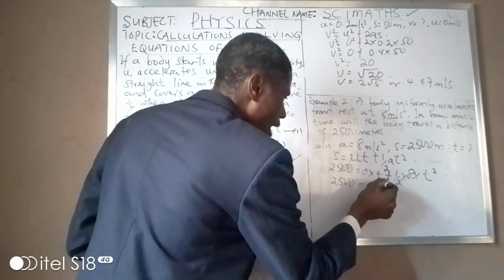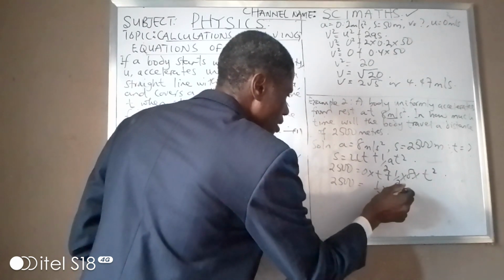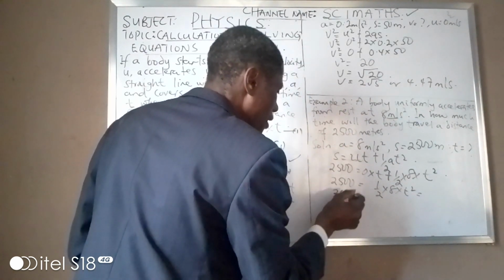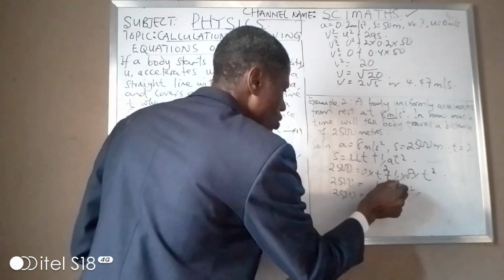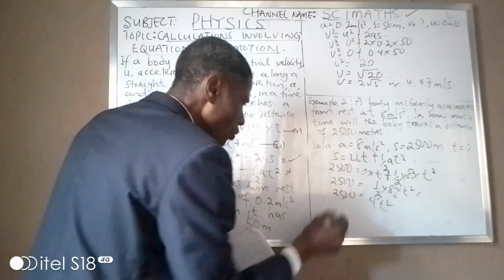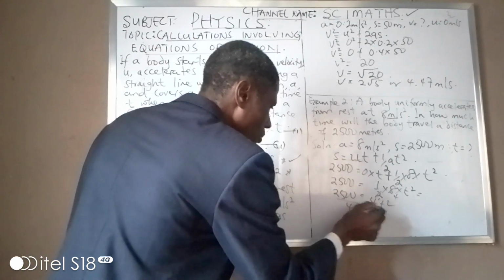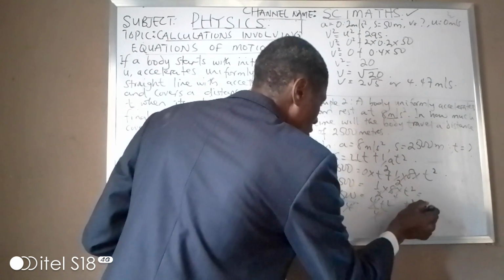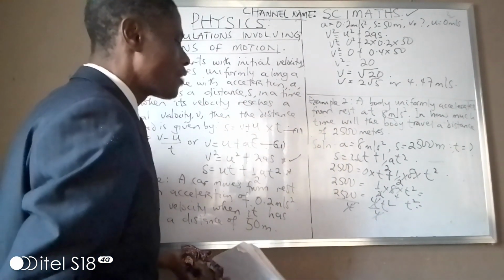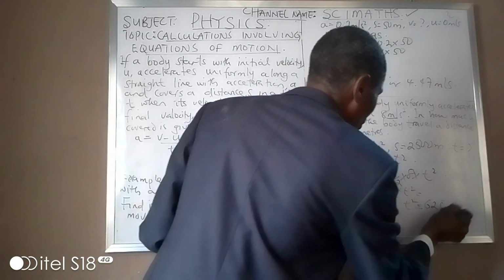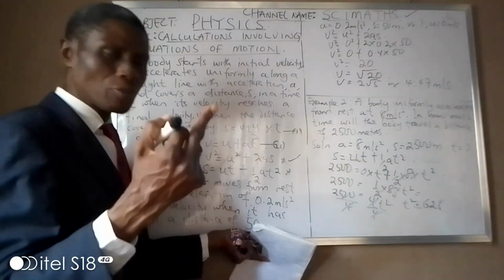Now half times 8t square, which is equal to what? 2,500 meters equals 2 here 1, 2 here 4, 4t square. So divide both sides by 4. So t square is equal to 2,500 divided by 4, and that one will give us 625. We are looking for t.